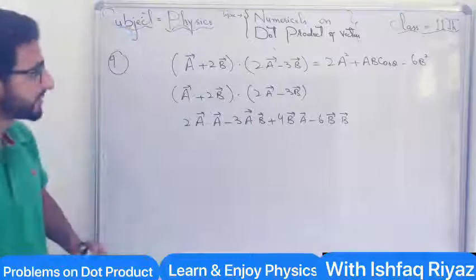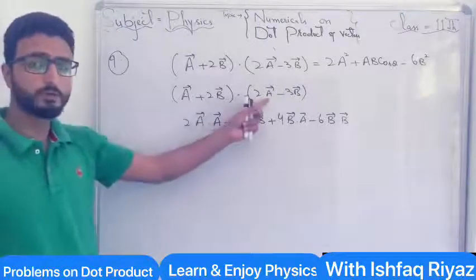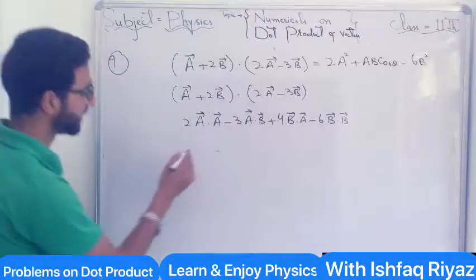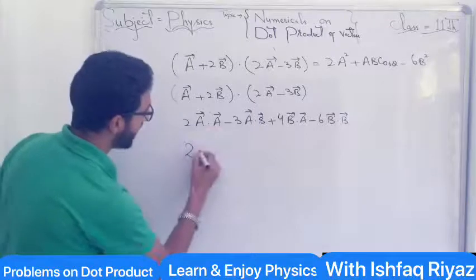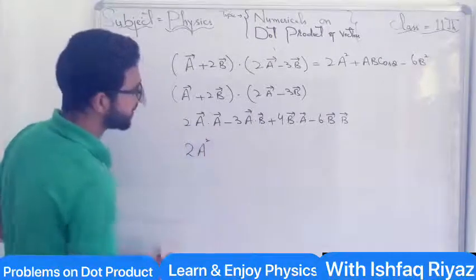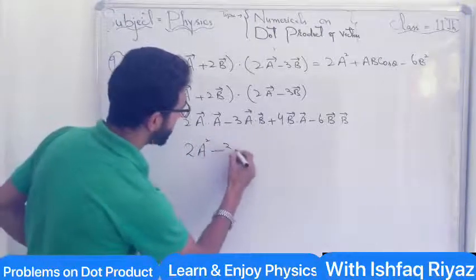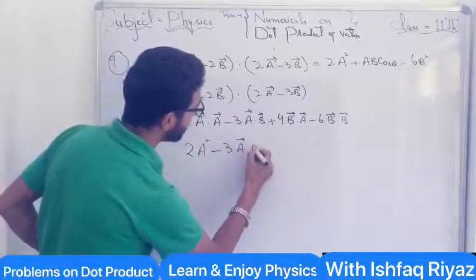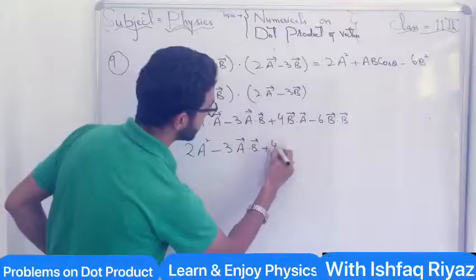So this is the first step. Simply I used the distributive property of the dot product of the two vectors. So this is 2 a dot a, it is magnitude of a square, so this is minus 3 a dot b. Now this is 4.